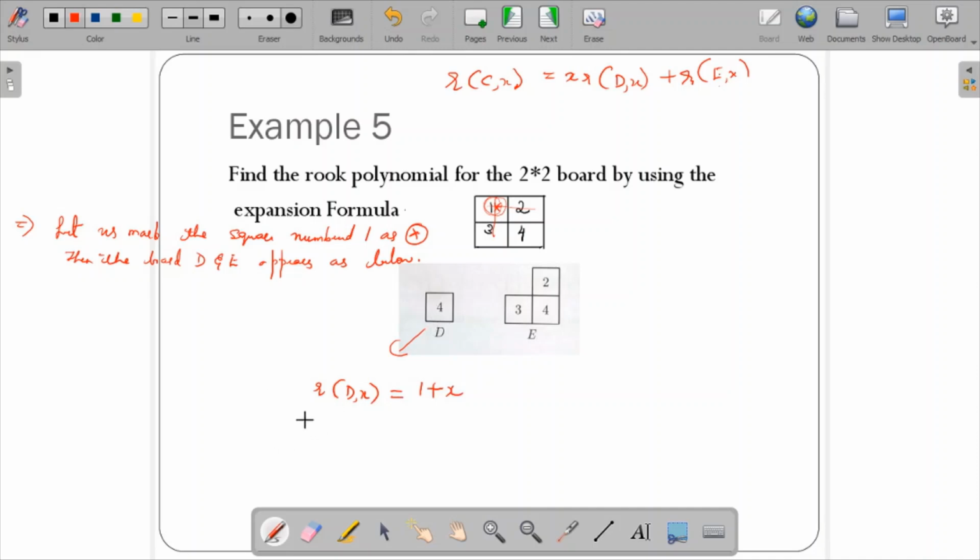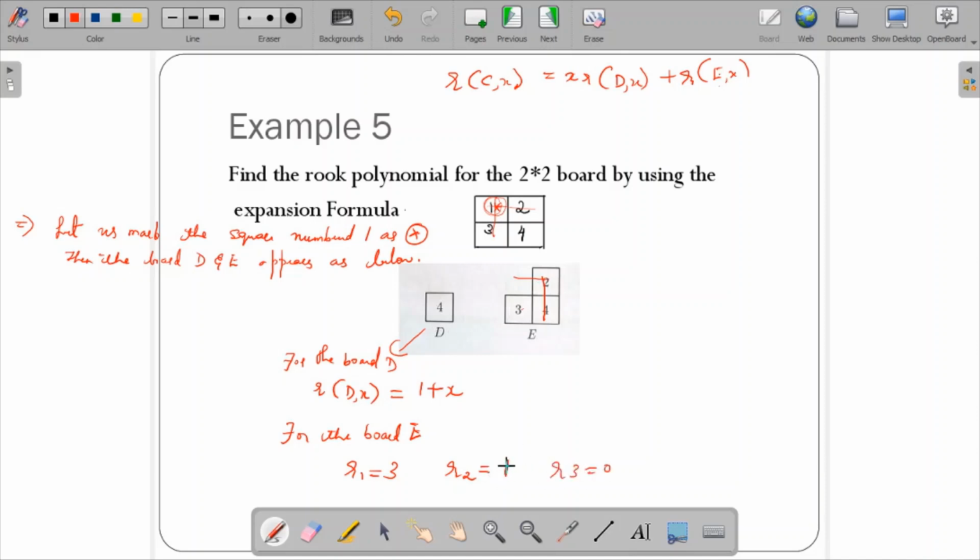This is for the board D, and this is for the board E. For the board E, R of E of x you have to calculate. Before you calculate R of E of x, for the board E you should find R1. For the board E, R1 is 3, single items: 1, 2, 3. R2 would be, if you take from 2, then this and this are deleted, so it can be combined only with 3. So R2 can be only 1, and R3 there is no item, so it is 0.